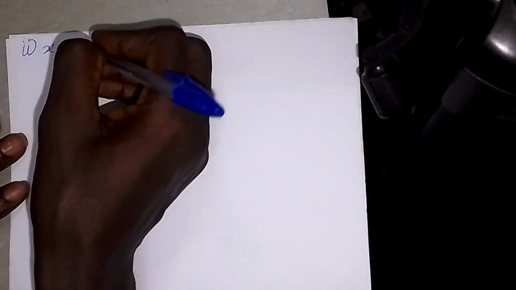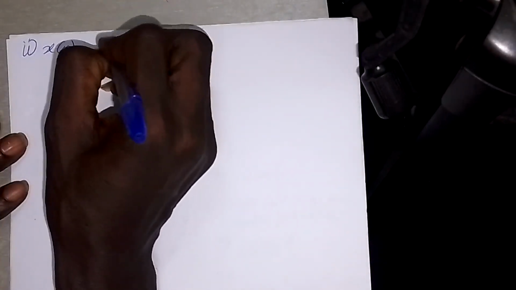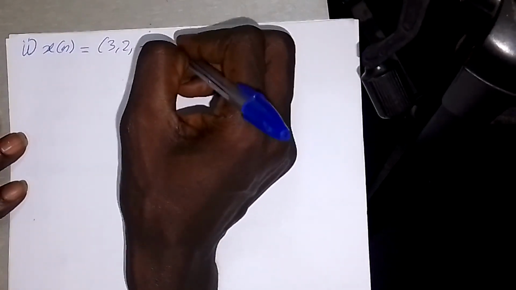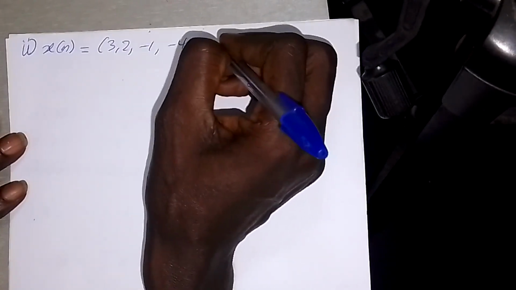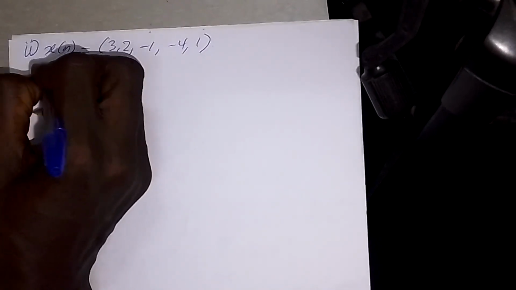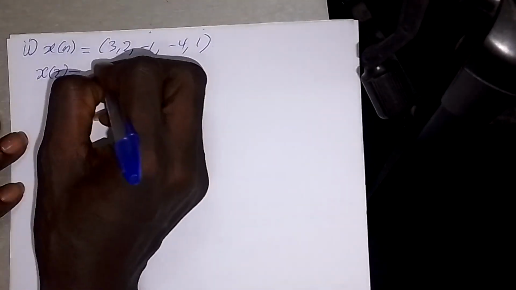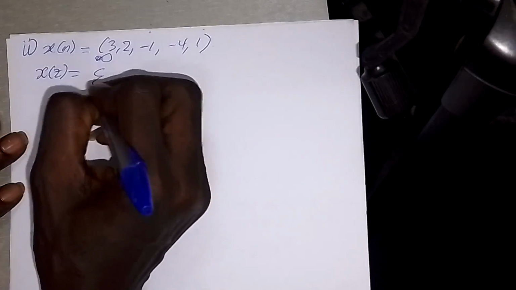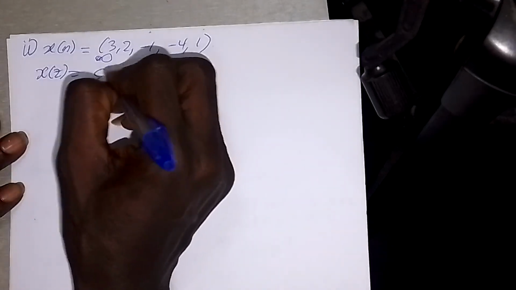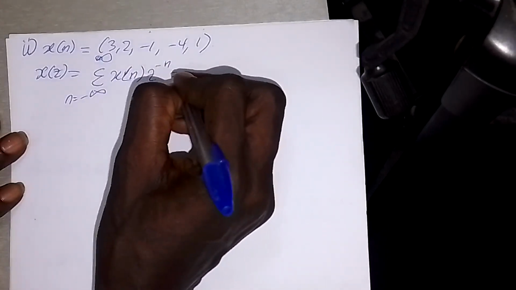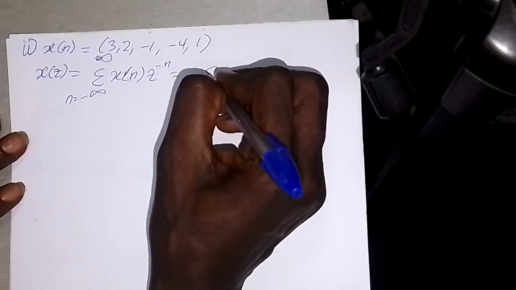Okay, so x of n is equal to 3, 2, minus 1, minus 4, and then 1. Okay, so now here, X(z) is equal to the summation from minus infinity to infinity of x of n into z to the minus n.